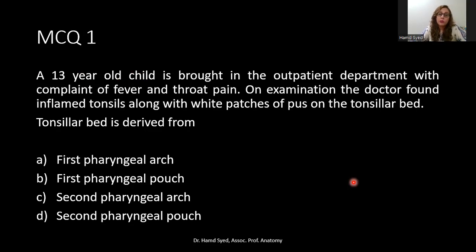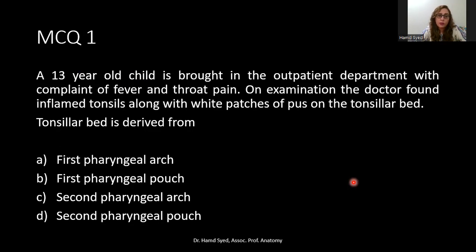So this concludes today's discussion on the pharyngeal apparatus. We talked about the development of pharyngeal arches, clefts, and pouches, and also the important clinical aspects. So I have a few MCQs at the end of this lecture. And MCQ number 1 is, you can see this is a clinical scenario-based MCQ.